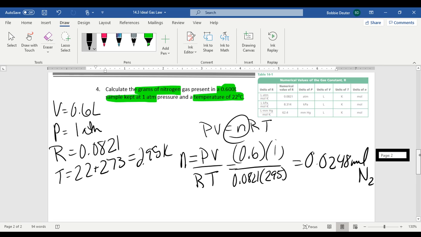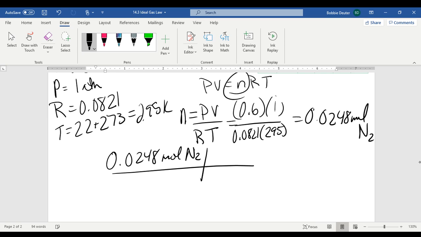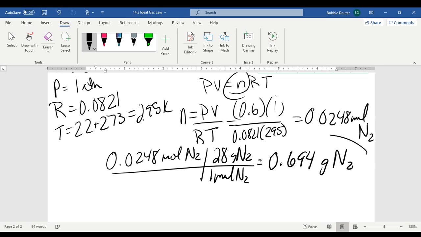But we're not finished quite yet because it said, how many grams do we have? We know how to do a molar mass conversion starting with the moles of N2. We know 1 mole is equal to the molar mass of 28 grams of N2. 14 is the molar mass of nitrogen multiplied by 2. We solve and we get 0.694 grams of nitrogen gas.